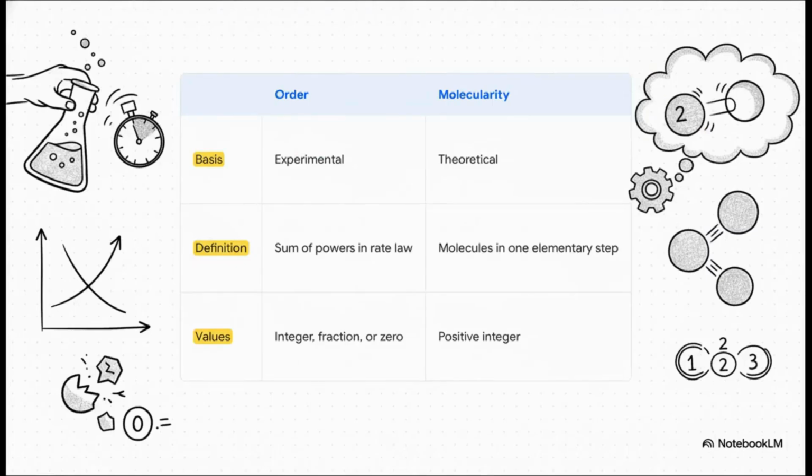And this is where people can get tripped up. So let's clear it up. There's order, which we just talked about, and then there's molecularity. They sound similar, but they are totally different. Order, as we said, comes from experiments. You measure it. It can be a whole number, fraction, even zero. Molecularity, on the other hand, is theoretical. It's just a count of how many molecules smash together in a single step of a reaction. It has to be a positive whole number. One is what you see in the real world, the other is what you imagine on paper.